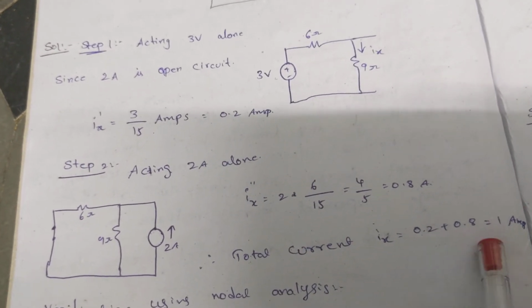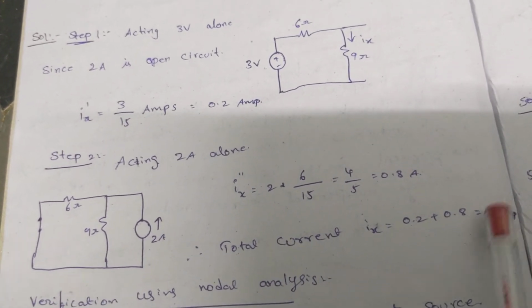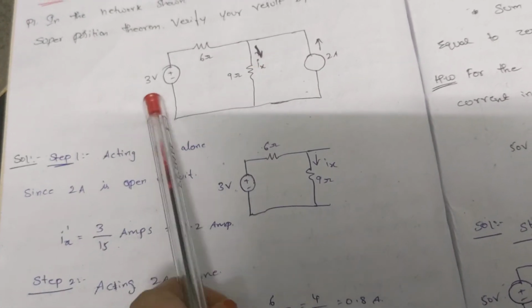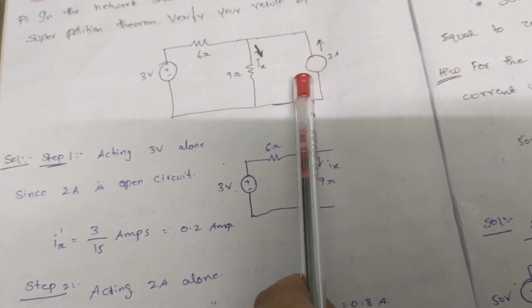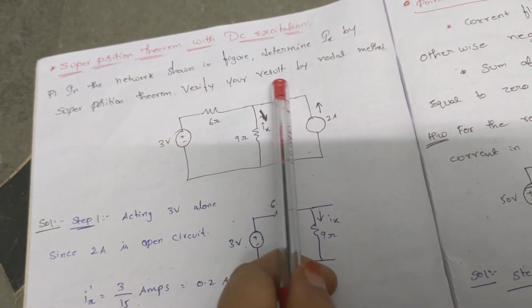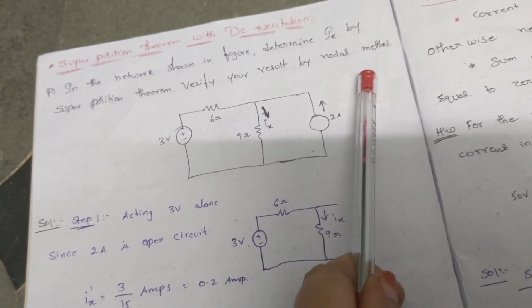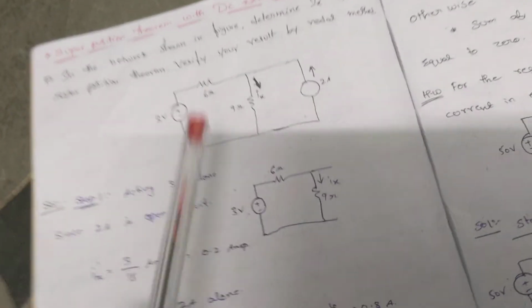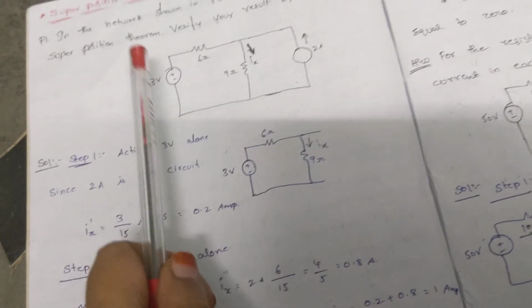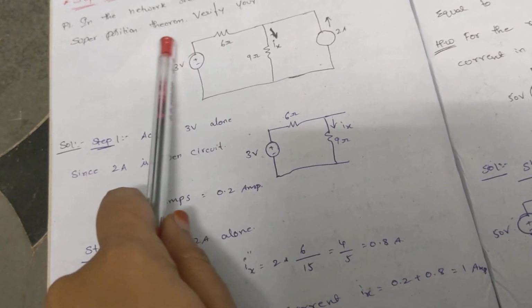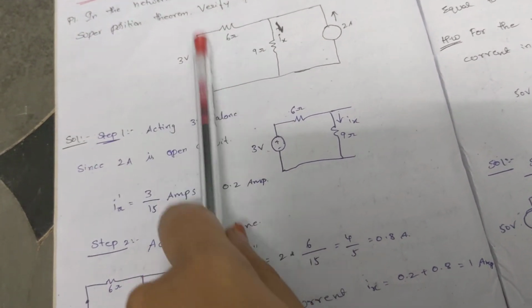So 0.2 plus 0.8 is nothing but your 1 ampere of current flowing through your 9 ohm resistor when these two elements are acting alone. In the continuation of your problem, they are asking you to verify the result by nodal analysis. To verify the result through nodal analysis, it is very difficult to solve this problem directly, that's why we apply the source transformation method.